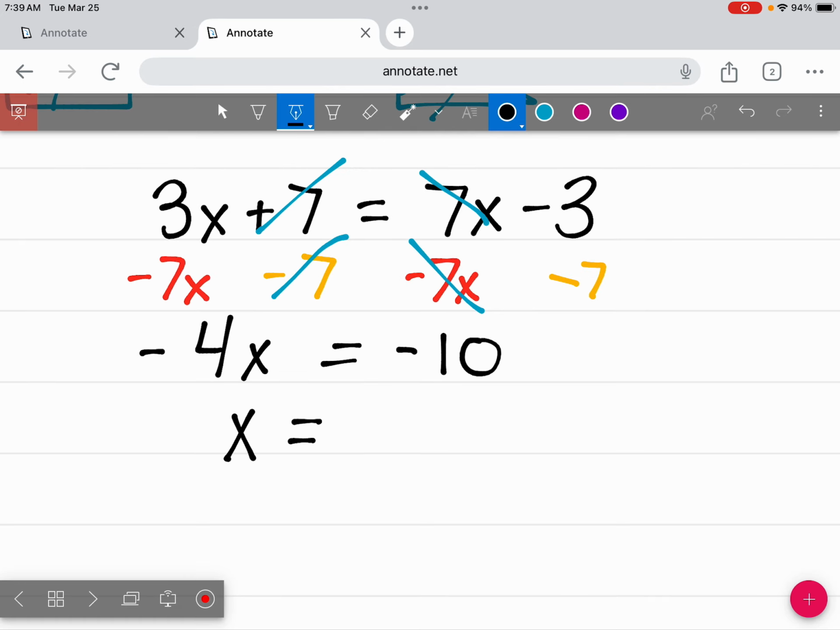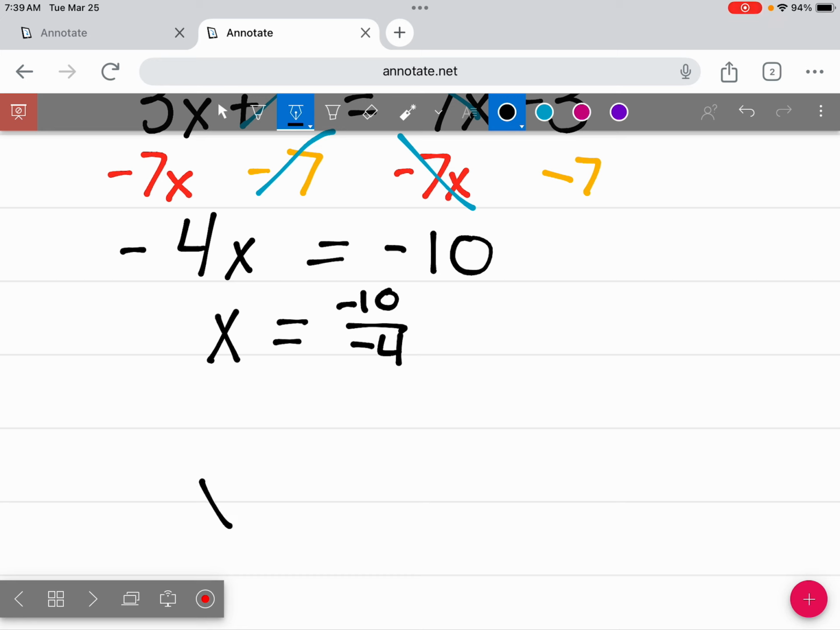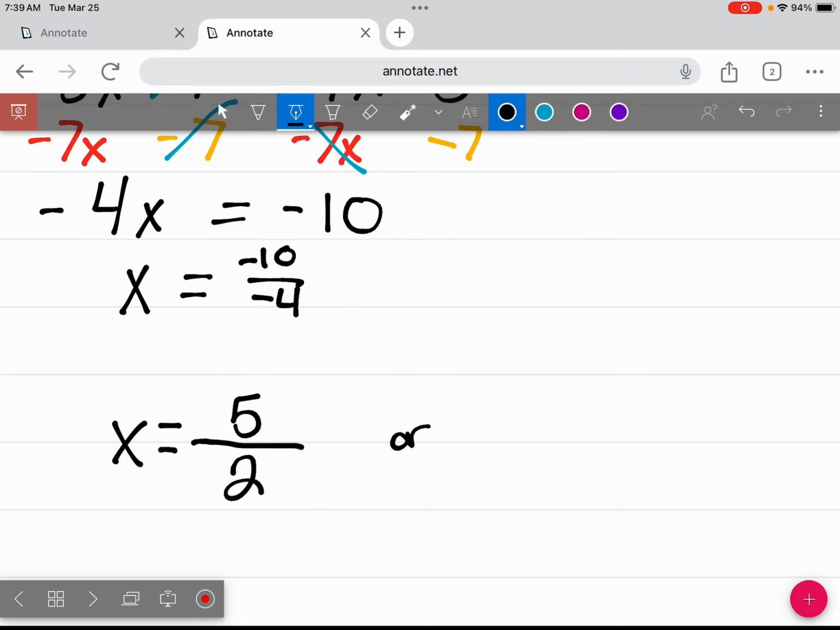5 halves, or 2.5. Yeah. So we divide both sides by that negative 4. We get negative 10 over negative 4. But that simplifies. Both of those pieces are divisible by 2, and they're both negative. So when we simplify it, we get 5 over 2. Or if you are a genuine fraction hater, you can absolutely do the 2.5 as a decimal. That's totally fine. Genuinely doesn't matter. They mean the same thing.